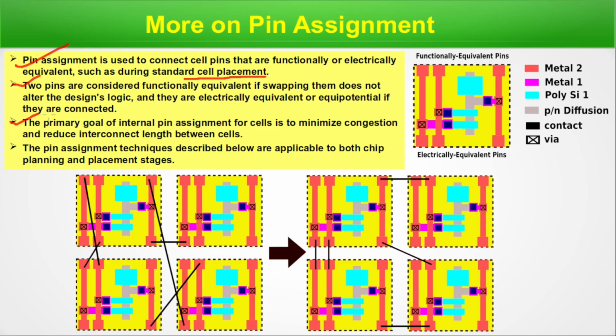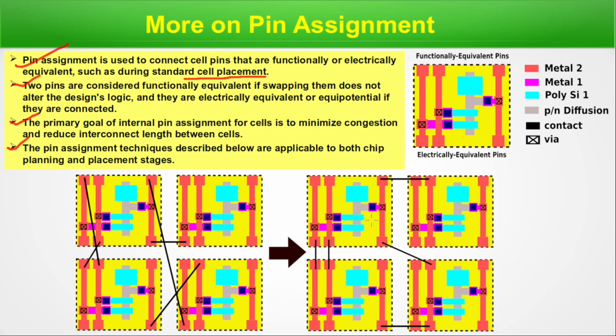The primary goal of internal pin assignment for cells is to minimize congestion and reduce interconnect length between cells. Why do we do that? So that congestion, where one signal is crossing another signal, does not arise, and to reduce interconnect length between cells. The pin assignment techniques described below are applicable to both chip planning and placement stages.